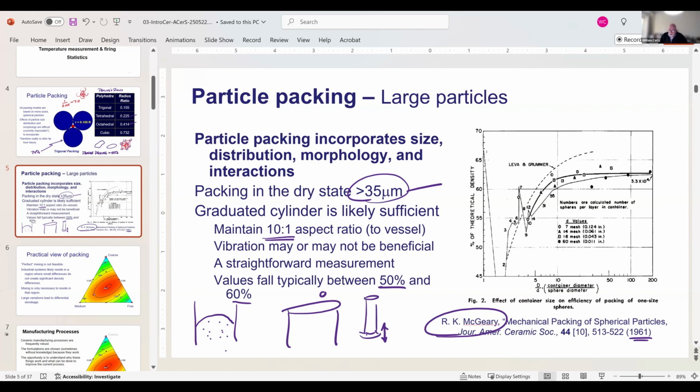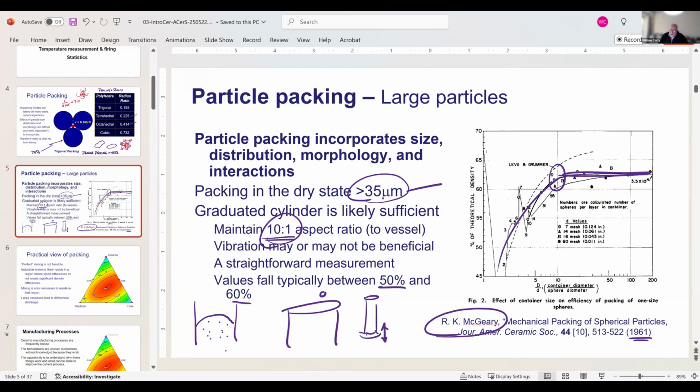Now, this figure on the right, what is this showing you? This is showing you that you need a 10 to 1 aspect ratio. So if you look here, here's 1, and there's some funny things that go on here, as this would be the size of the particle. This is the diameter of the container divided by the sphere diameter. So at 10 to 1, you can see from this curve, when you get to about here, you get roughly no contribution from the size of the vessel.